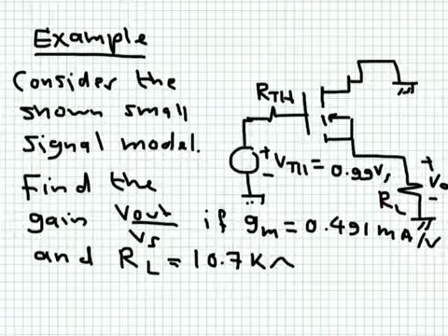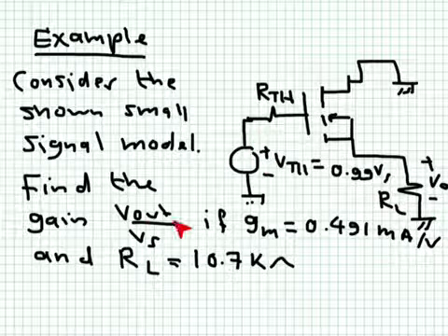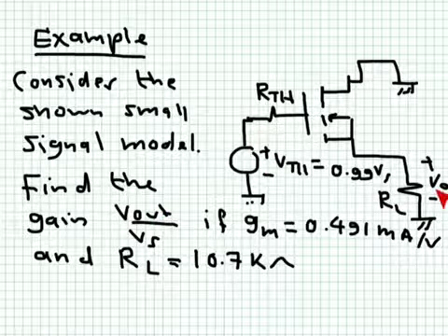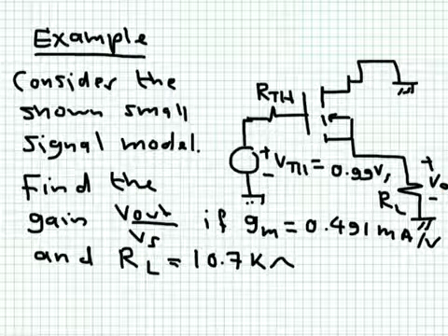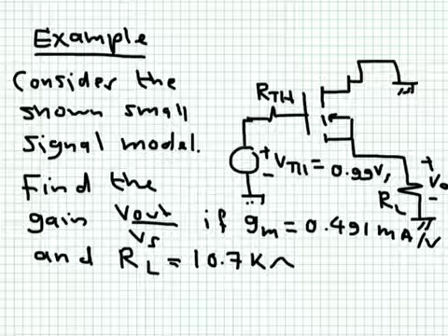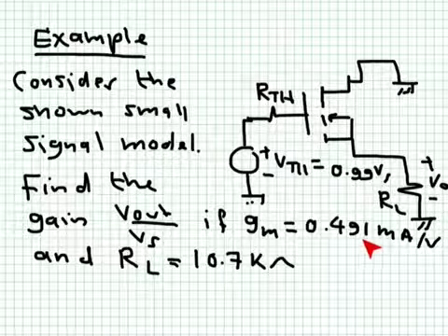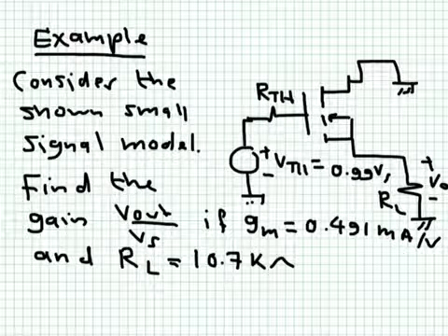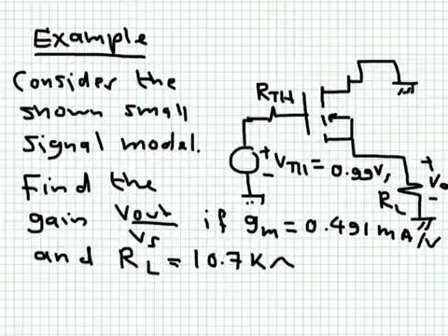I would like to find for this one the ratio between the output voltage and V Thevenin. I write here V out, but of course I also mean V note. It's the same thing. And I'm giving you already the information that you need from the DC analysis. I'm telling you that the bias point was selected such that GM is equal to 0.491 milliampere per volt, and that the load resistance is equal to 10.7 kilo ohm.